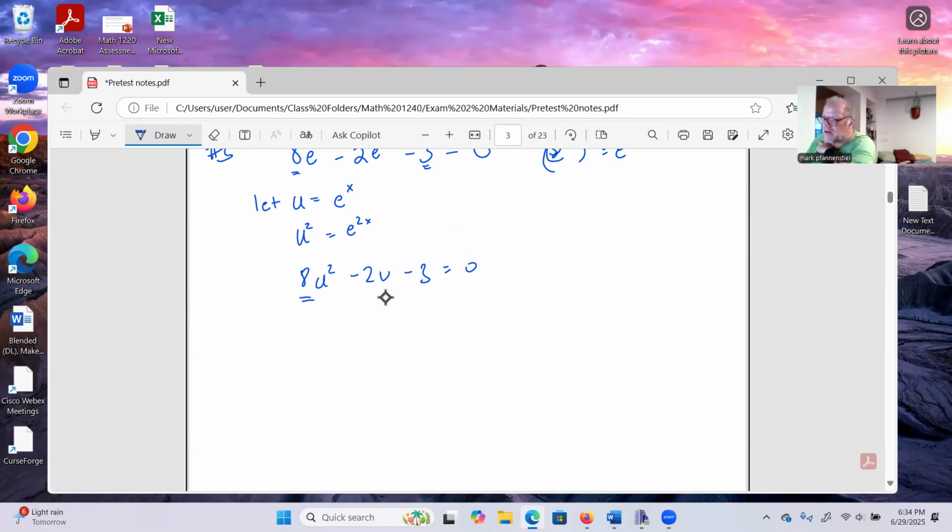Not too bad. So what I'm going to do is something called the AC method in order to factor this. Now, you don't have to do this. You can use the quadratic formula, be my guest. But this is how I do it, and I like the AC method. We multiply the first and the last, and we end up with negative 24. Now I need two numbers that multiply to negative 24 but add up to negative 2. I think 6 and 4 will do it, so this is negative 6, 4. So we're going to say this is 8u squared minus 6u plus 4u minus 3 equals 0. Negative 6 plus 4 gives me negative 2, so everything works out.